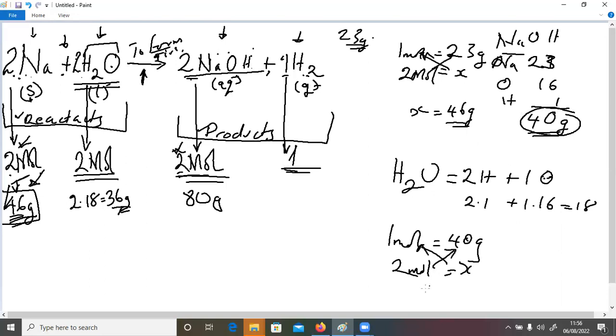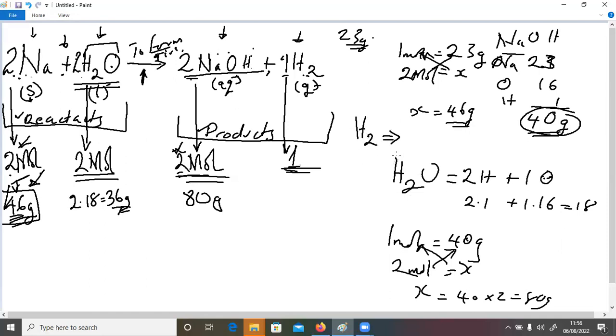This one will give me 80 grams. At the end of the day, you'll see it's 40 times 2, which equals 80 grams there. And then this one must produce for me 1 mole of hydrogen gas. I know hydrogen gas is written as H2.